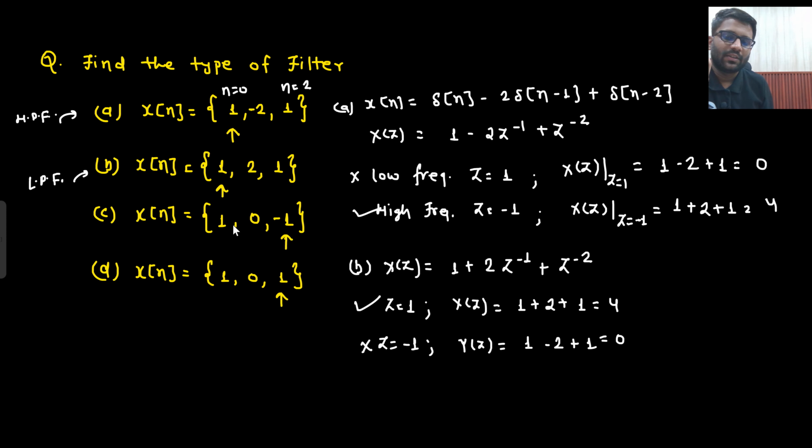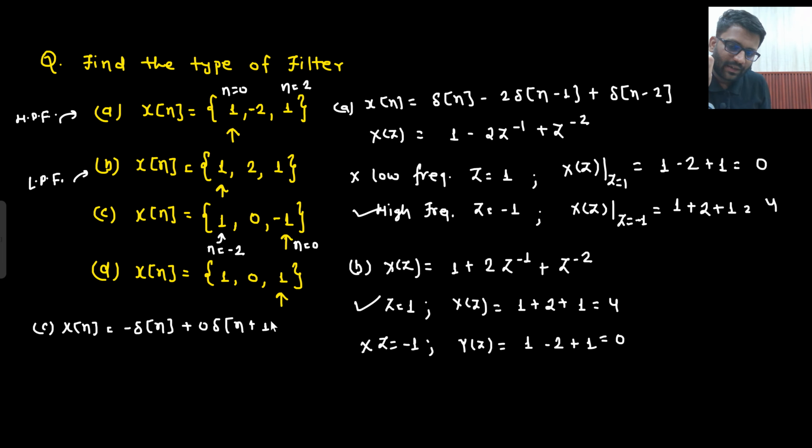X of n is 1, 0, minus 1, center is at minus 1. That means this is n equals 0 and this is your n equals minus 2. So what is your x of n here? Your x of n is actually minus delta n plus 0 delta of n plus 1, right? 0 delta of n plus 1, because it is on the negative side, and delta of n plus 2. Is that clear to you? Minus delta n plus 0 delta of n plus 1 plus 1 into delta of n plus 2.